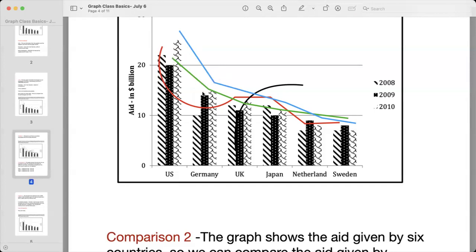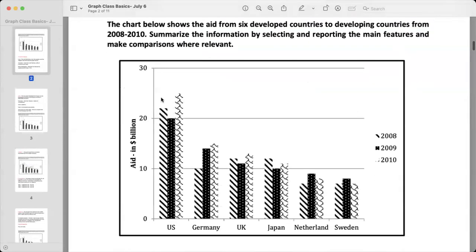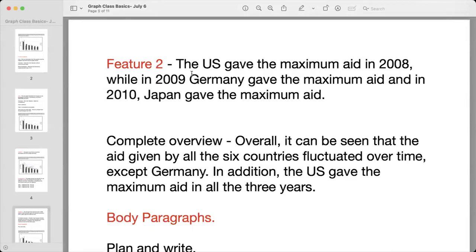I think the lines are making it a bit confusing, but even without looking at the lines here, it's clear. Like 2008, you can look here, it's the highest point. All the countries are below the US. Second year 2009 also, all the countries are below the US. The US is at around 20, all the countries are below 20. And the third case, of course, again the same thing. So the feature we end up writing is the US gave the maximum aid in all the 3 years.